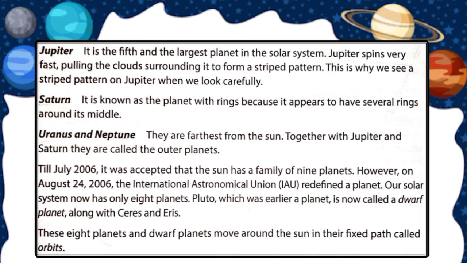So in short, it is the fifth and the largest planet in the solar system, and Jupiter spins very fast, pulling the clouds surrounding it to form a strip pattern, and this is why we see a strip pattern on Jupiter when we look carefully.